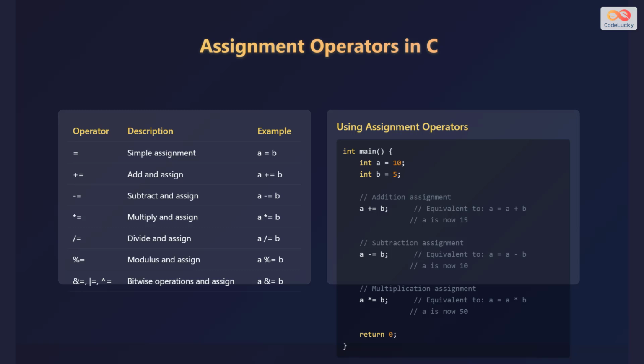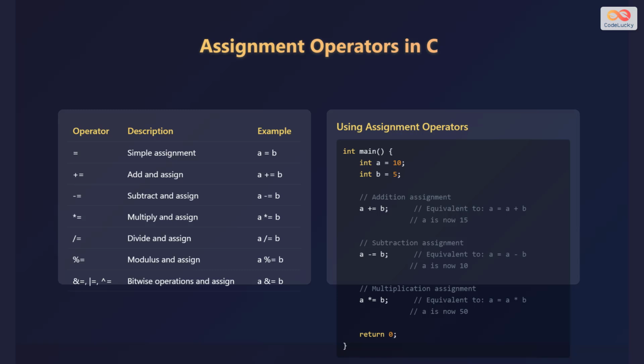The subtract and assign operator, denoted by a minus sign followed by an equals sign, subtracts the right operand from the left operand and assigns the result to the left operand. For example, A -= B. The multiply and assign operator, denoted by an asterisk followed by an equals sign, multiplies the left operand by the right operand and assigns the result to the left operand. For example, A *= B. The divide and assign operator, denoted by a forward slash followed by an equals sign, divides the left operand by the right operand and assigns the result to the left operand. For example, A /= B.